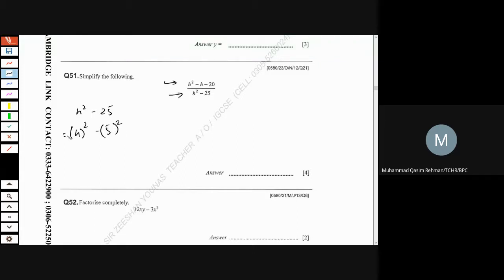Whenever I have an expression in an expanded form like this, I know the factors are a plus b into a minus b. So these are the two factors. You know how to factorize the numerator by the middle term breaking method. Correct?